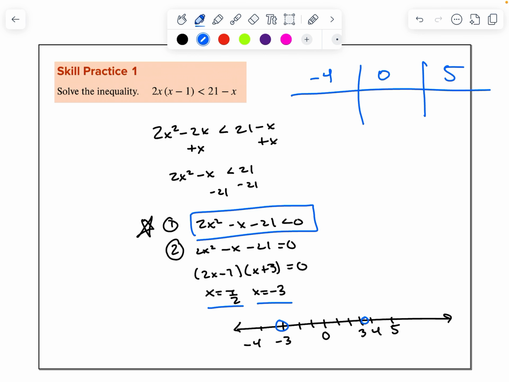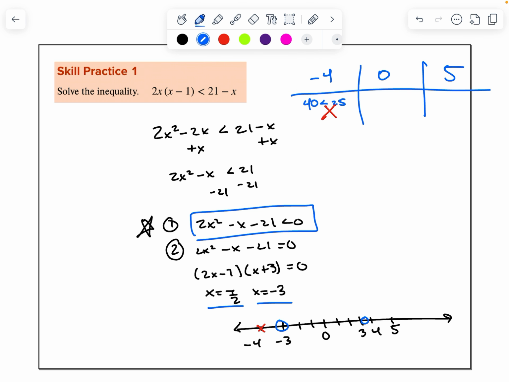So if I say 2 times -4, parentheses, -4 minus 1, I get, in my calculator, 40 is less than, on the right side, 21 minus -4 is 25. Is 40 less than 25? No, it is not. So -4, I will not be able to shade there.